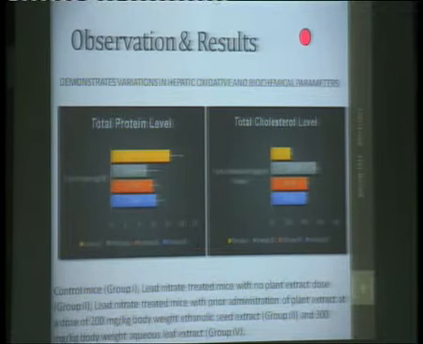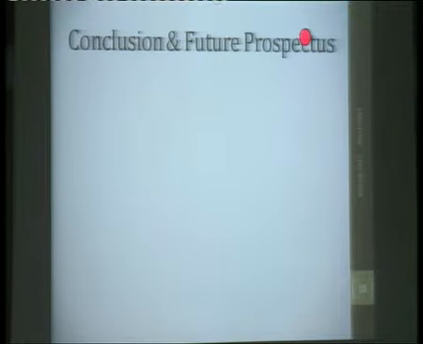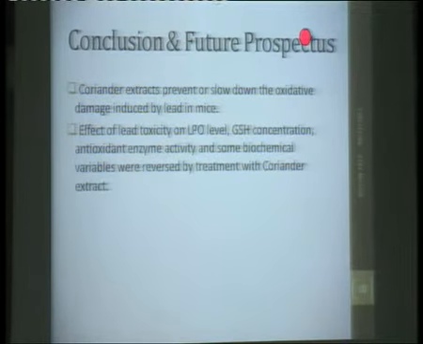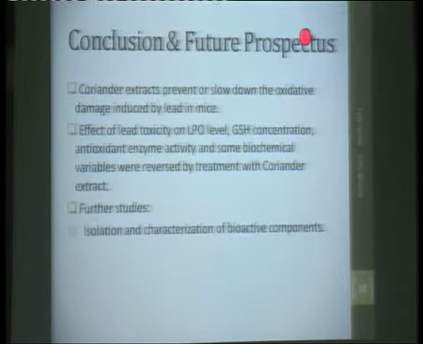Now, the total protein level. As we know, proteins play a major role in the building up of tissue. So you can see that the protein level decreased when exposed to lead nitrate, and then it increased on treatment with coriander. Similarly, the cholesterol level had increased when treated with lead nitrate, and then it decreased on treatment. So what conclusion can we derive from all these results? I have studied a lot of parameters, but the results that I have generated are almost similar. So we can see that coriander extract is actually preventing the oxidative damage that is induced by lead.